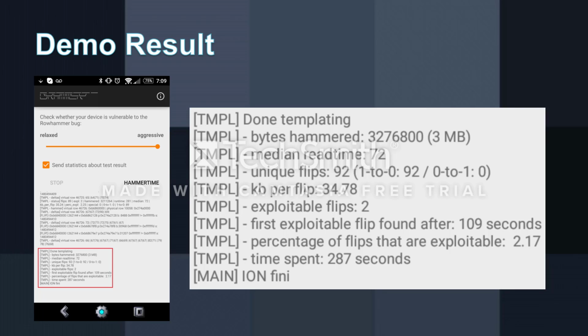First of all, we've noticed that only 3 megabytes of RAM has been hammered, and yet we found 2 exploitable flips. That is quite alarming, given that my phone has a RAM size of 4 gigabytes, which means there could potentially be over 1,000 flips that are exploitable. The other thing is, it took less than 2 minutes to find the first exploitable flip, which means if someone tries to attack my phone using the rowhammer exploit, they'll be able to break through extremely fast.